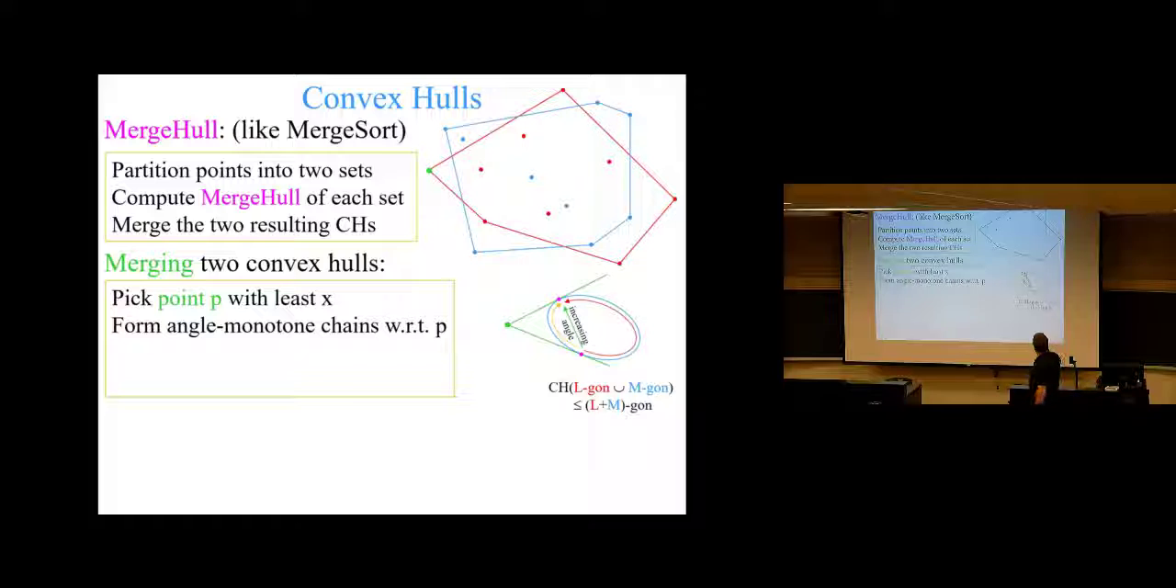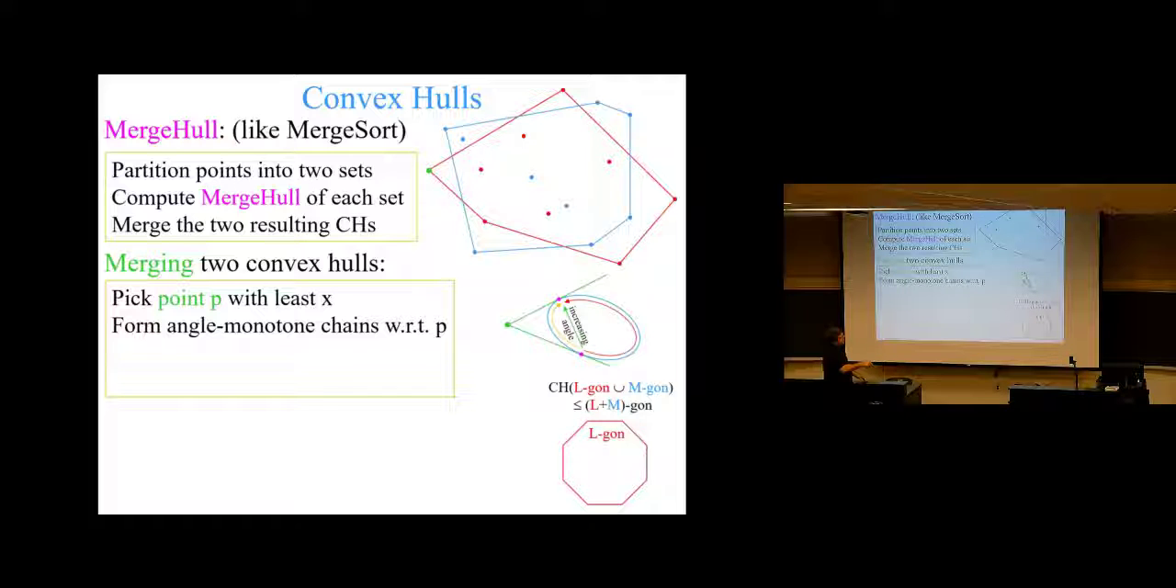So the convex hull of an L-gon plus an M-gon could have an L plus M total number of vertices. It could have all the original vertices in it. So for example, if I have a convex hull that looks like a square, quadrilateral, that's got 4 points in it, and another convex hull that looks like a skewed pentagon with 5 points in it, the convex hull of their union could have a total of 9 points in it, but no more. How many can sort of see that? Yeah, it could happen.